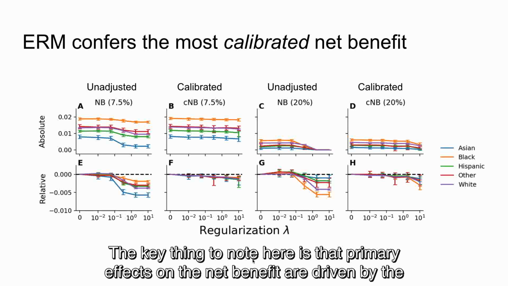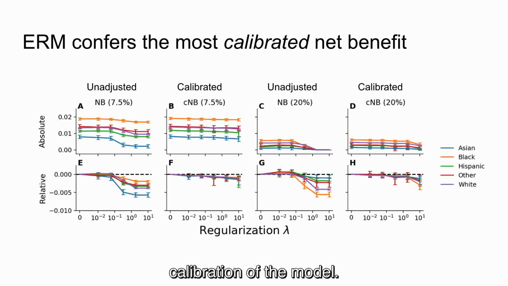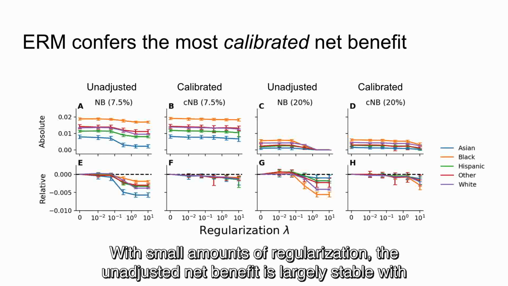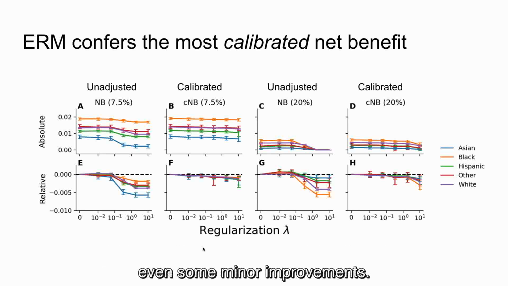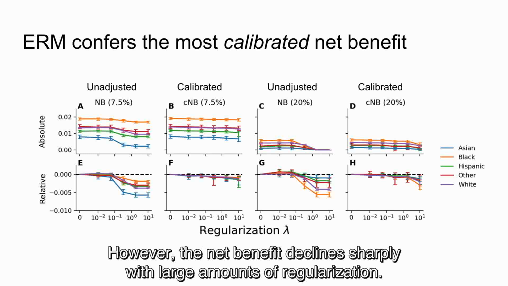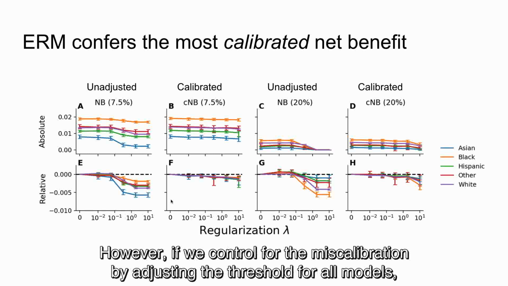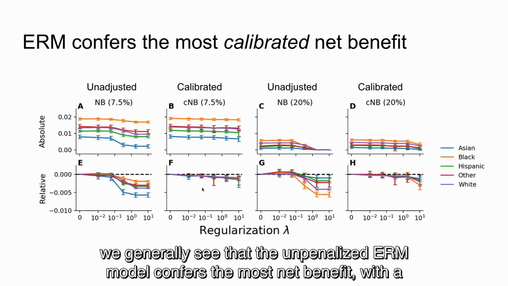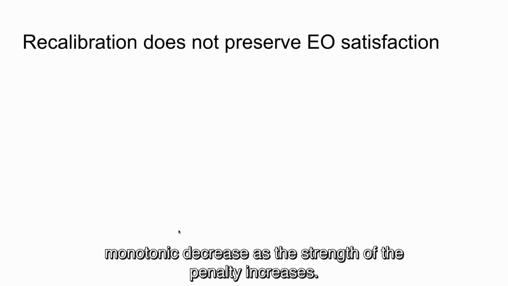The key thing to note here is that the primary effects in the net benefit are driven by the calibration of the model. For small amounts of regularization, the adjusted net benefit is largely stable with even some minor improvements. However, the net benefit sharply declines with large amounts of regularization. However, if we control for the miscalibration by adjusting the threshold for all models, we see the unpenalized ERM model confers the most net benefit with a monotonic decrease as the strength of the penalty increases.